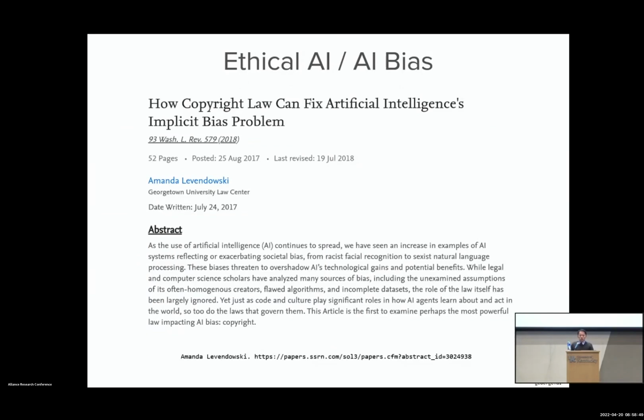And there was one researcher, Amanda Lewandowski, who was trying to figure this out. And she published a paper on how copyright law may be affecting bias. And I want to kind of talk about it briefly.